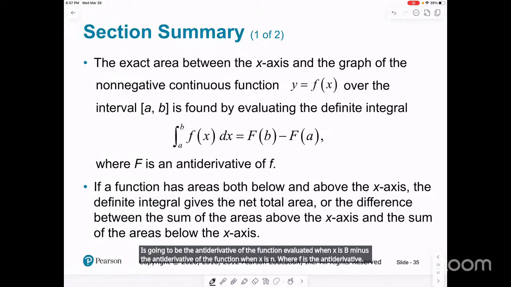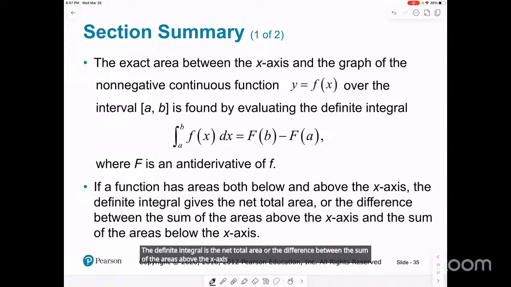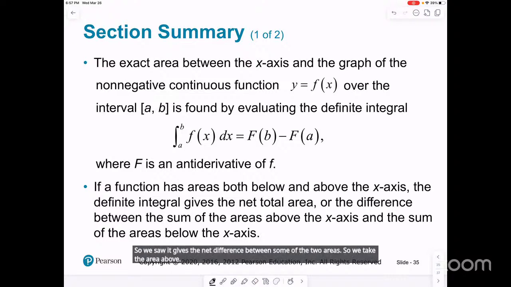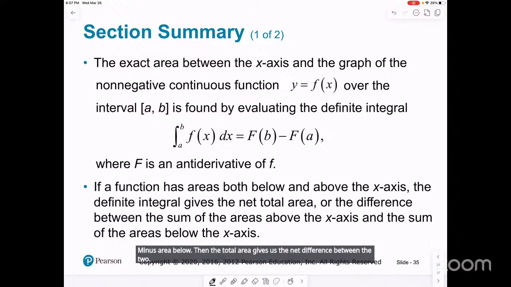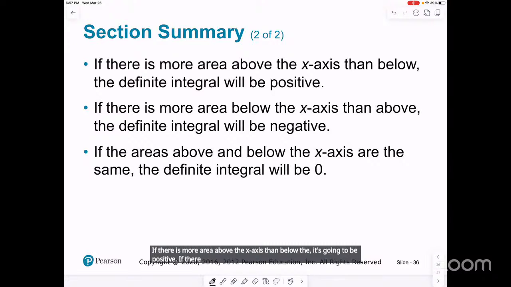If a function has areas both below and above the x-axis, the definite integral gives the net total area, or the difference between the sum of the areas above the x-axis and the sum of the areas below the x-axis. So we saw it gives the net difference between the sum of the two areas. If there is more area above the x-axis than below, it's going to be positive. If there's more area below the x-axis than above, the integral will be negative. If the areas above and below the x-axis are the same, the integral will be 0.